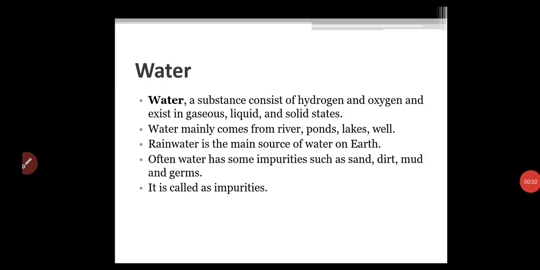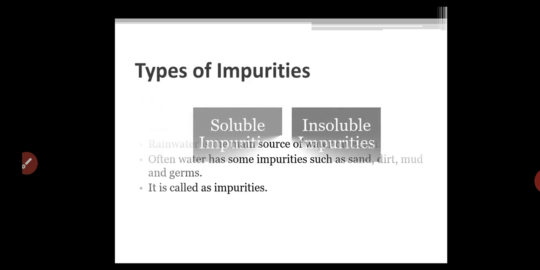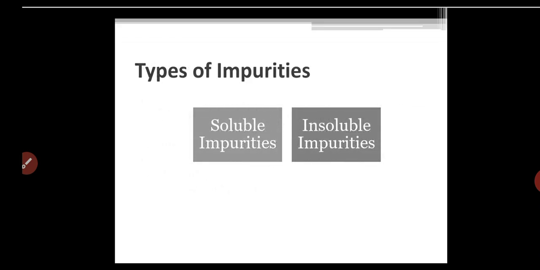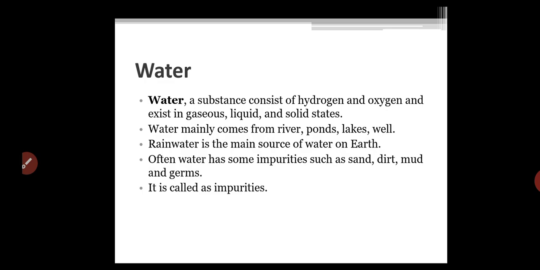So we are done with air and the layers of atmosphere. Now we'll just get into water. Water, a substance, consists of two molecules, hydrogen and oxygen, and exists in all the three forms: gaseous state as water vapor, liquid state as water, solid state as ice cubes.